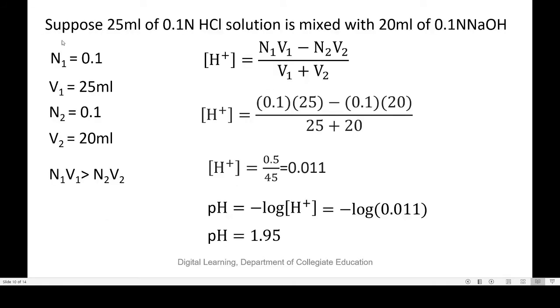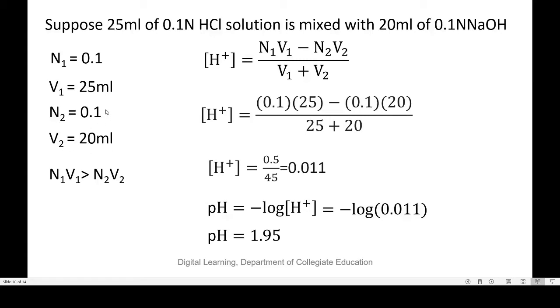Let us take one example. Suppose 25 ml of 0.1 normal HCl solution is mixed with 20 ml of 0.1 normal NaOH. We can see how to calculate the pH of the resulting solution. Let us take the normality of HCl, N1, is equal to 0.1, volume V1 is equal to 25 ml. For the base, N2 is 0.1, V2 is 20 ml.